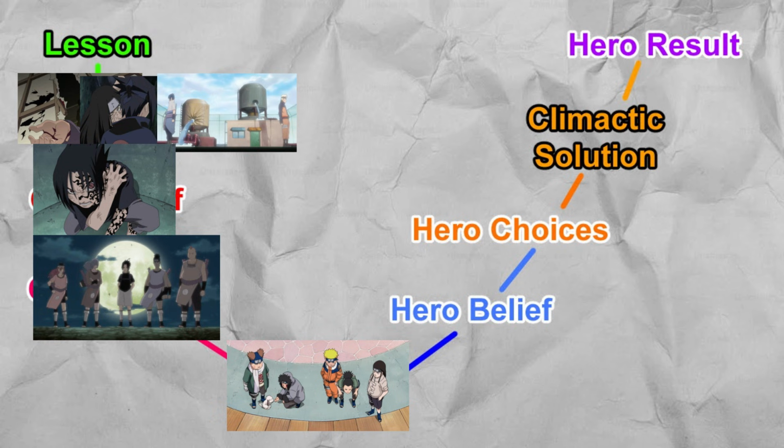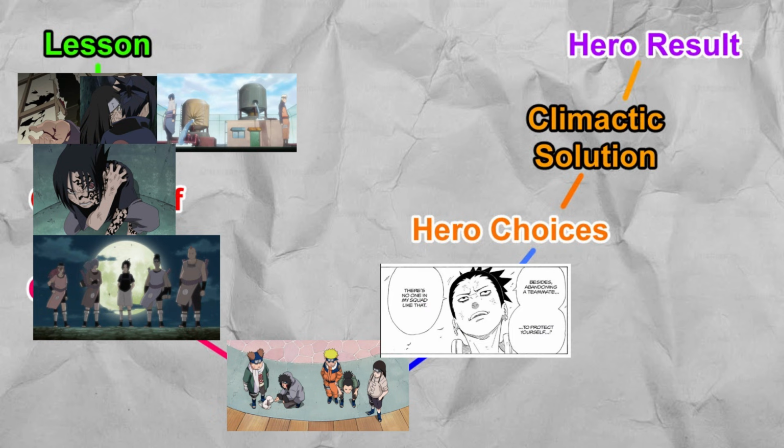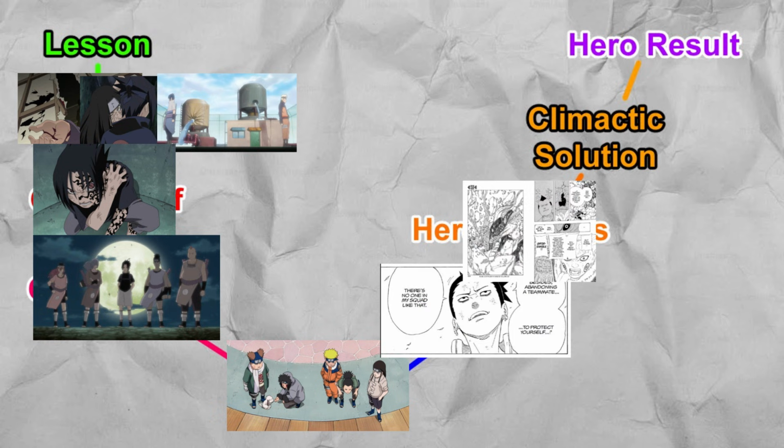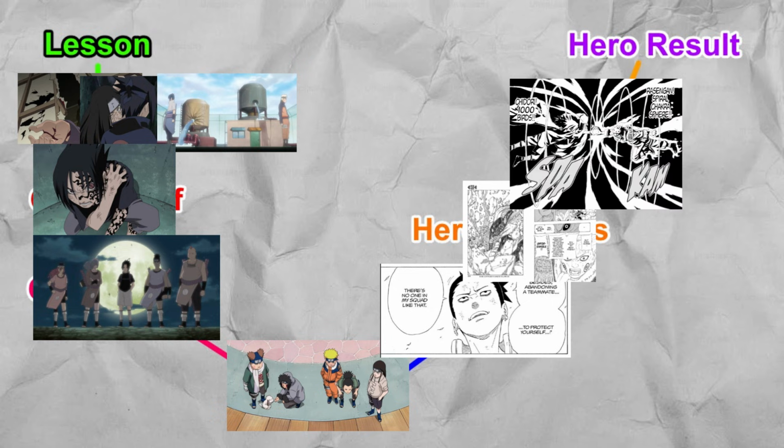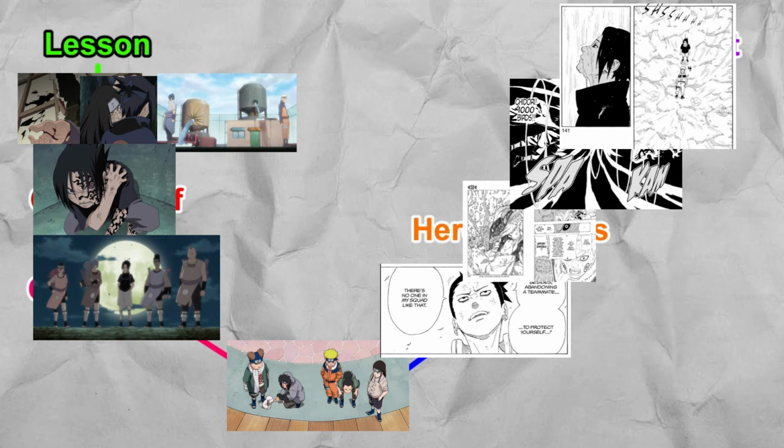The Leaf's belief is the lesson. Each of their fights shows choices that value bonds. In the climax, Naruto and Sasuke fight. Sasuke's curse mark is the representation of his belief, and he wins with it, creating an opponent result rather than a hero one. This is a slight subversion.